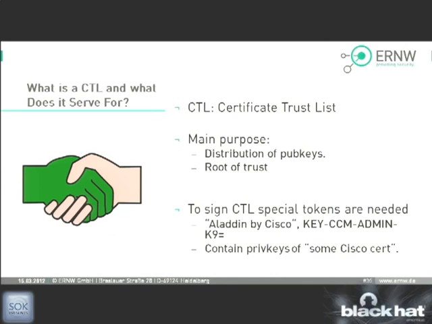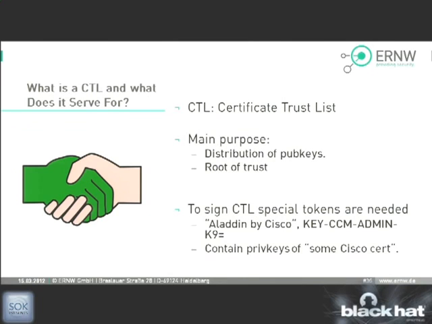That is a list, in a certain format, that brings certificates for some of these functions from the infrastructure side. And this list is pushed to the phones. Again, this one serves mainly for distributing the pub keys and the certificates of the infrastructure elements, and it serves as a kind of root of trust. To sign the CTL, certain tokens are needed, which Cisco sells with a certain part number.